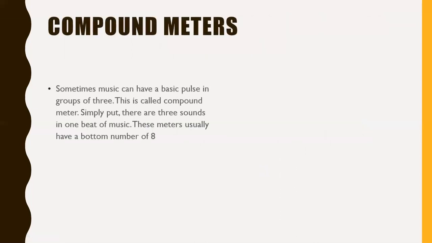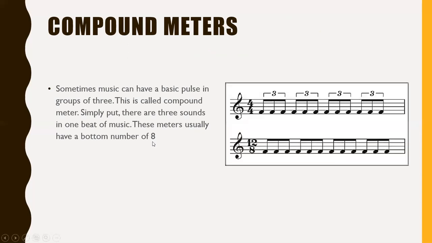And sometimes music can have a basic pulse in a group of 3. The technical name for it is a compound meter, but basically there are 3 sounds in 1 beat. These are the types of music that have 8 at the bottom. So if I were to play this in 4, I would play triplet, triplet, triplet, triplet. In this case, we have 12 eighth notes grouped in 3s in 1 measure.